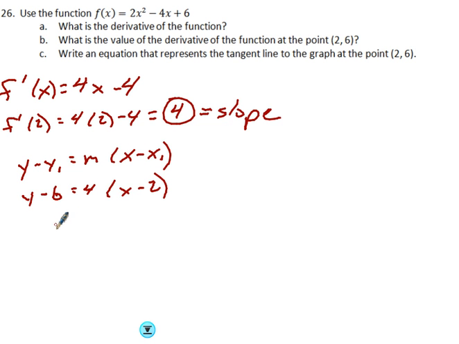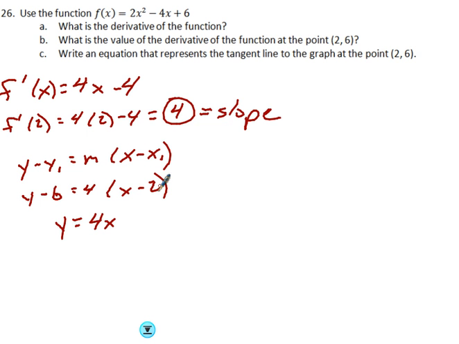But just to make sure, if you want to distribute your 4 and then add your 6, you might also see this formula right here, y equals 4x plus 2. Distributing the 4, you get the 4x. You get 4 times a negative 2 is negative 8, plus the 6 is going to be, actually that should be a minus 2, I'm sorry.